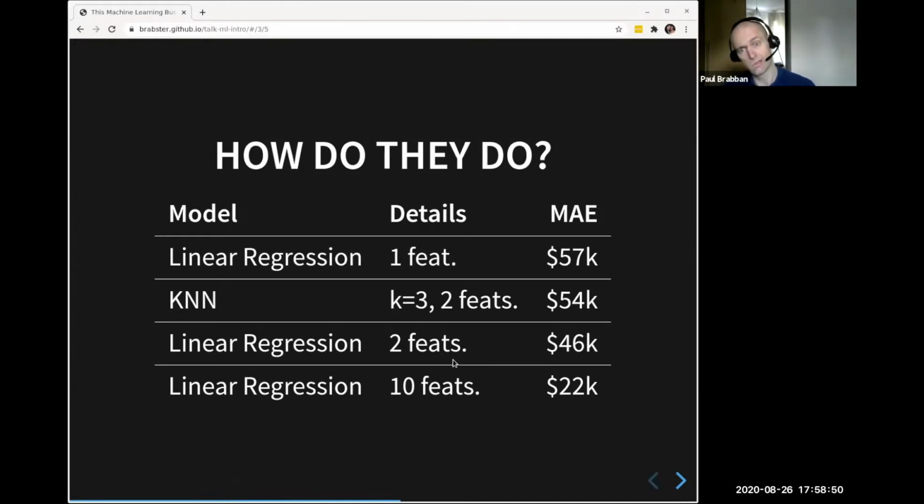To be honest, it's not brought it down as much as I would expect. If we do a linear regression with the same 2 features, it brings it down to $46,000. So the linear regression with 2 features does better than the k-nearest neighbors algorithm against this data set. And just to round it out, there are 10 numeric features in that data set. If I add all 10 numeric features into the model and run linear regression, I get the mean average error down to $22,000, which is quite a big improvement over 57.